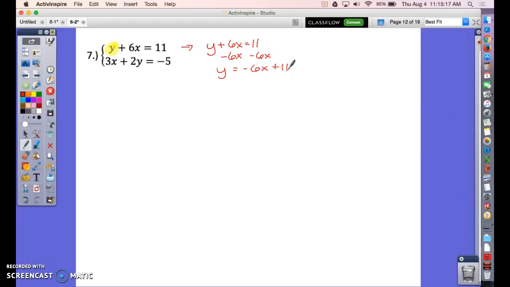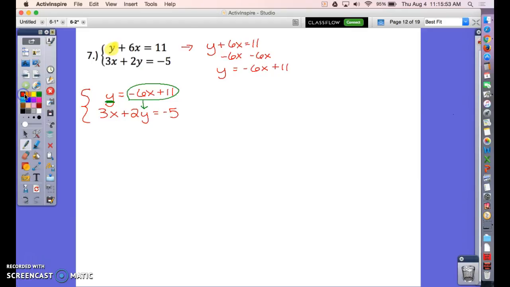So you're really creating a new system that is essentially the same as your original system. My first equation, I just wrote it in a different form. I have y equals negative 6x plus 11. And my second equation, I'm going to keep exactly the same: 3x plus 2y equals negative 5. Just like we said in our steps, you have a variable isolated, circle what it is equal to, and plug that into your other equation wherever you see a y. So all of this is going to go in there.